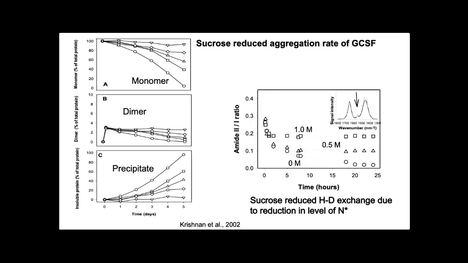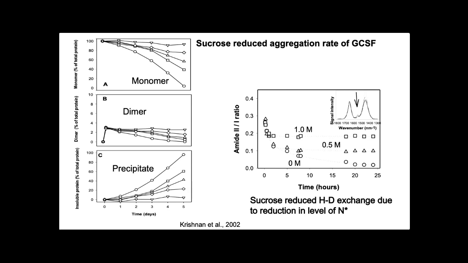And again, practically, we can look here, this is GCSF loss of monomer during days of incubation at 37 degrees at pH 7. And if you have higher and higher amounts of sucrose in the solution, there's less and less aggregation.